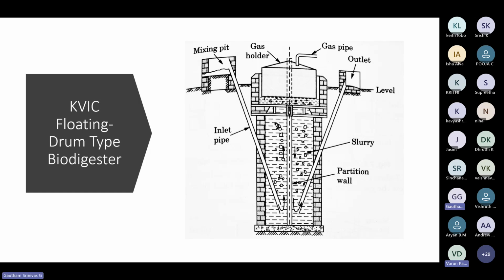So the partition wall, what is mentioned here, is it like a solid wall which doesn't let anything pass through it? Yeah, it's like a solid wall. Okay. So whatever the material is, it has to go up and down on the other side.